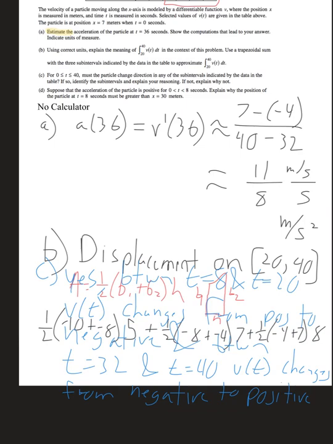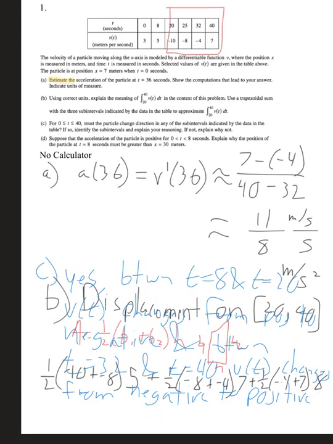All right, part D, suppose the acceleration is positive from 0 to 8. Explain why the position of the particle must be greater than 30 meters. This is sort of a sneaky one. All I know is that the acceleration is positive. It's like, okay, why do I care that the acceleration is positive? Because if I want to know about the position, usually what I'm thinking is, if I know what the velocity is, I can take the integral of velocity to get my displacement, add in my initial value, and then I'll know my position.